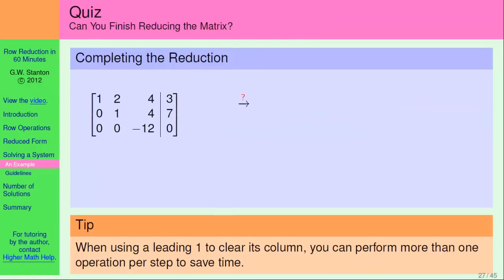Given our new understanding of the guidelines, we can go ahead and complete the reduction. We have our leading 1 in the second row, and the next step would be to clear its column. So we need to make this 2 a 0. And how do we do that? Well, we want to multiply row 2 by the opposite of the entry we're trying to clear, which is negative 2, and then add that to row 1.